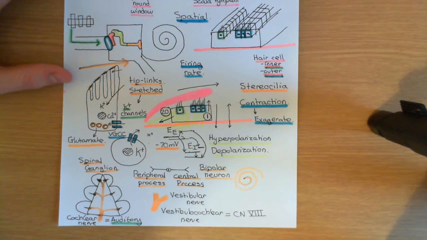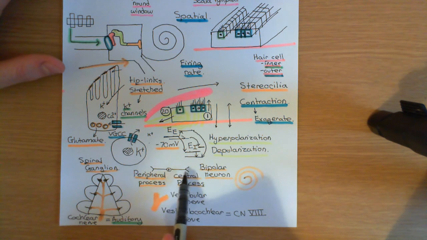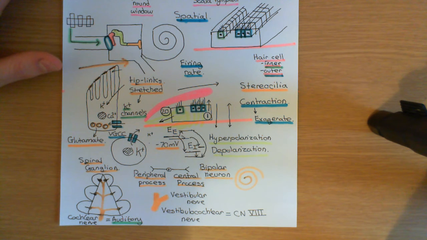Welcome to this next video in which we are discussing the auditory system. In this video what we're going to now look at is the central auditory pathways. We're going to see where these bipolar neurons which innervate the hair cells are actually going to send their central processes to relay the information onwards.